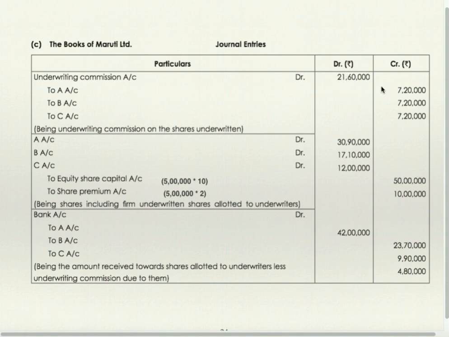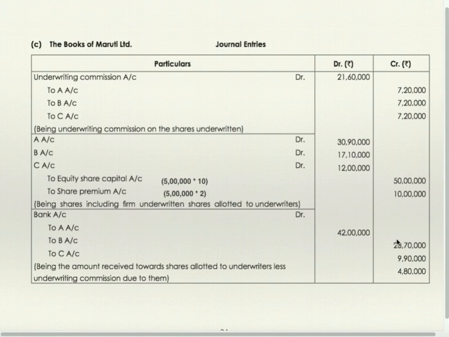Underwriting commission account debit to A, to B, to C. This is underwriting commission due, 7 lakhs 20,000 each. A account debit, B account debit, C account debit. To equity share capital 5 lakhs into 10. To securities premium 5 lakhs into 2, 50 lakhs and 10 lakhs, 60 lakhs.